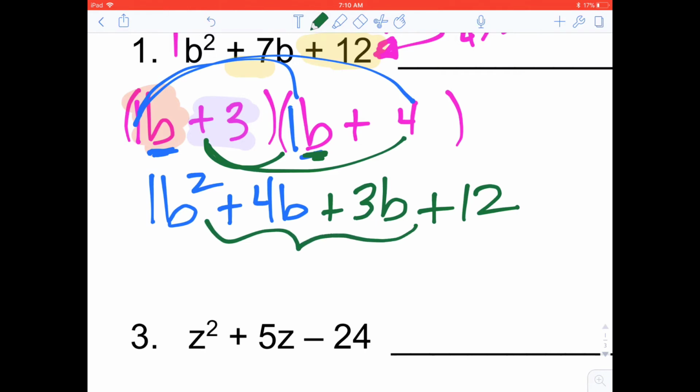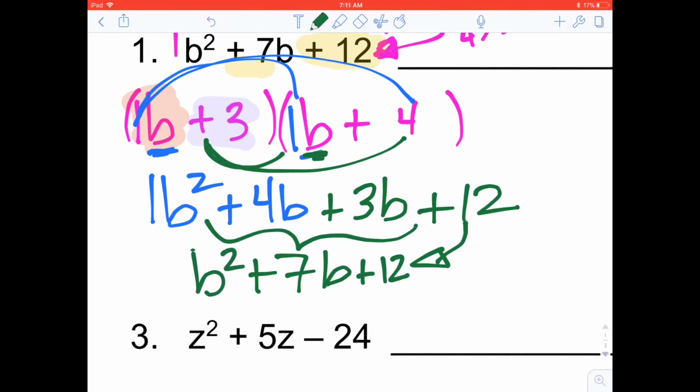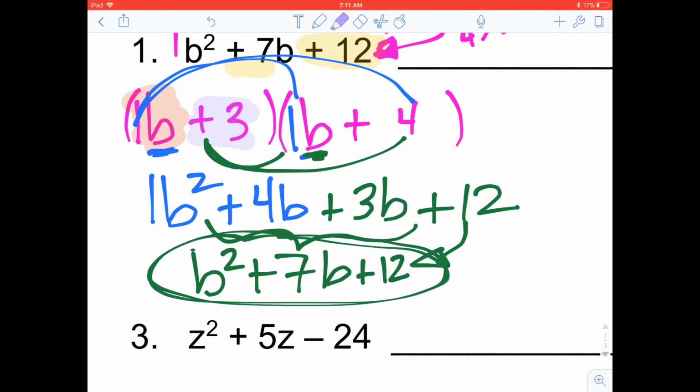And then if you look in the middle, we can combine like terms. Positive 4b plus 3b is going to give me positive 7b. Bring down what you have left, positive 12. And then we can drop the 1 there in front of b squared. And if you look what I have circled down here in green, you will notice that it's the answer that we started with. So let's try another one here.